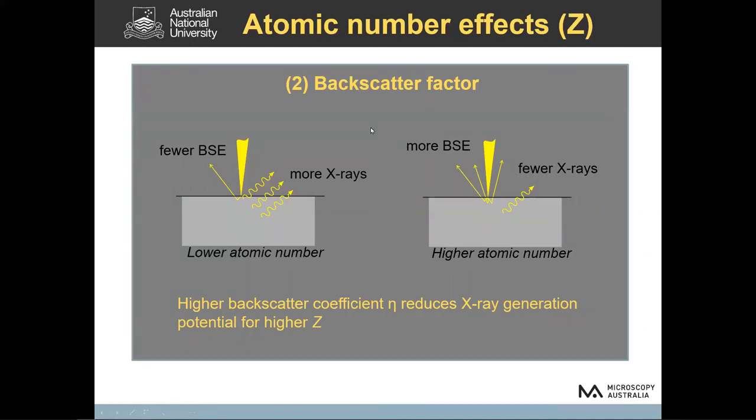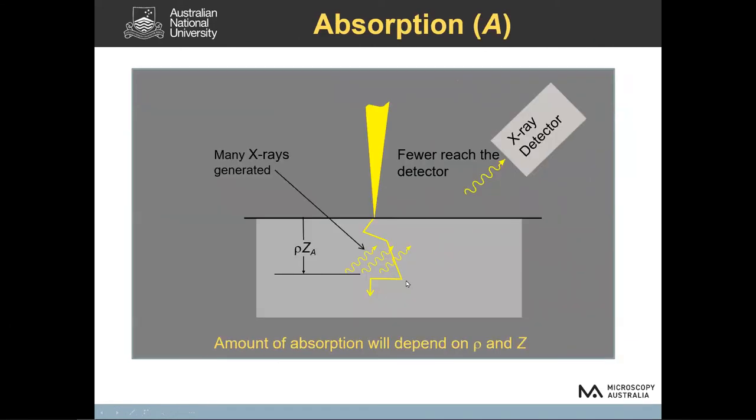Another effect of atomic number is the backscatter factor. If you have a high atomic number, you get lots of electrons backscattered, BSEs. If you have a low atomic number, you have far fewer BSEs. That means that in the high atomic number material, there are fewer electrons available for creating X-rays. So you have fewer X-rays being generated in the high atomic number versus a low atomic number. So that covers atomic number factors.